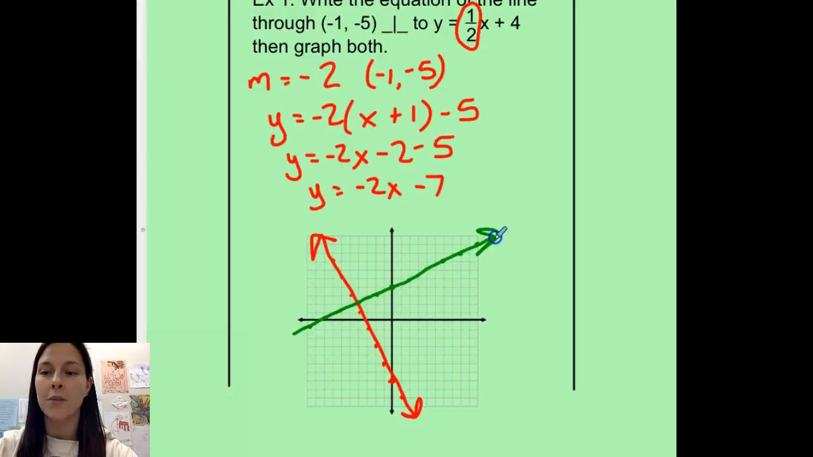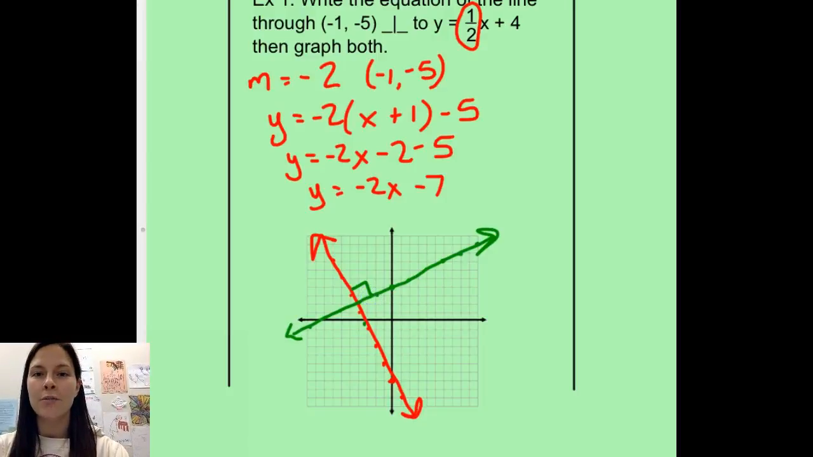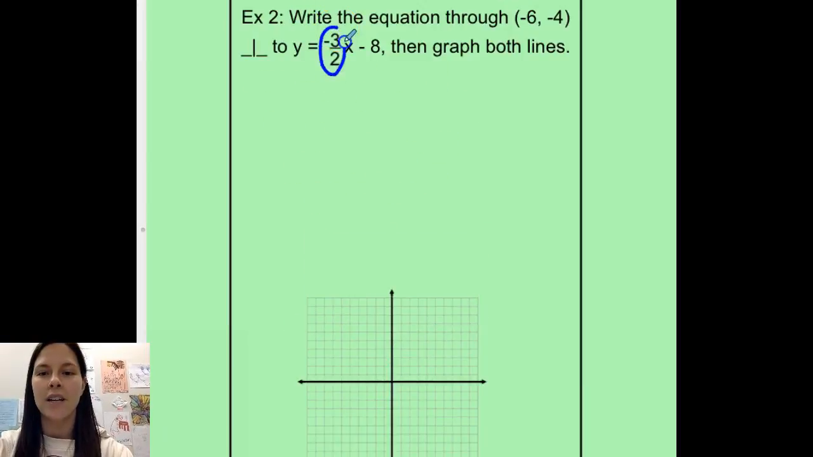Our lines are perpendicular, so when we graph them, we should notice that it looks like they meet at a right angle. If it doesn't look like a right angle, go back and look at your slope. Maybe you forgot the negative, maybe you forgot to flip it, or check that you graphed your slopes right. Next example, identifying our slope.